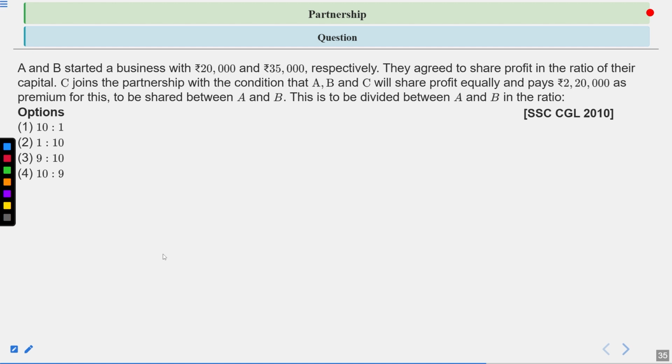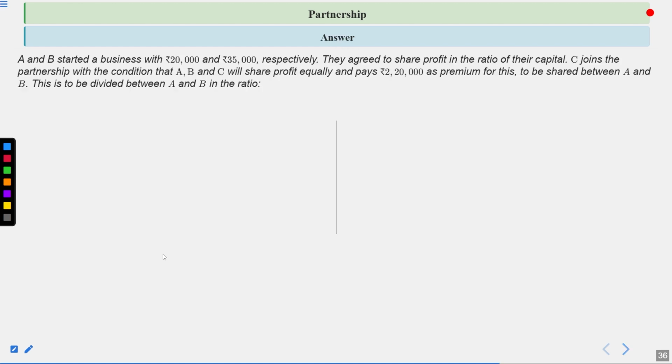So there are four options. First one is 10:1. Second is 1:10. Third one is 9:10. And fourth one is 10:9. Now you have 10 seconds to analyze the question. Your time starts now. Now time's up. Let's see the solution.